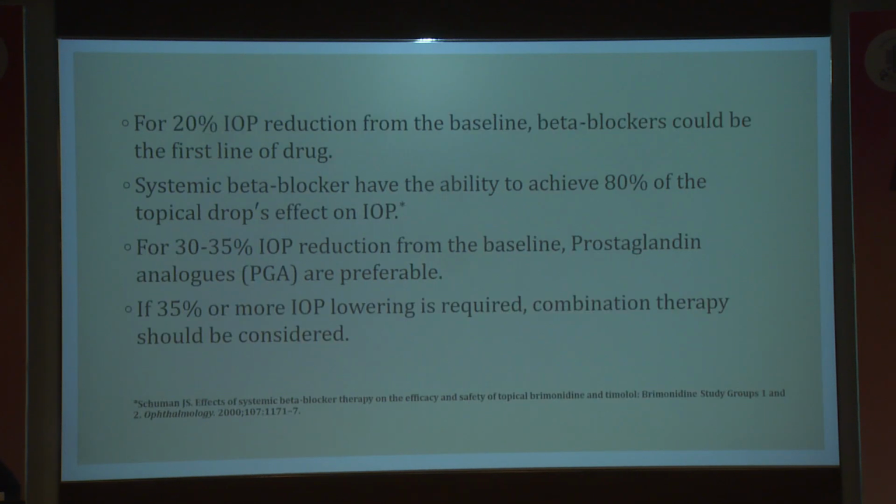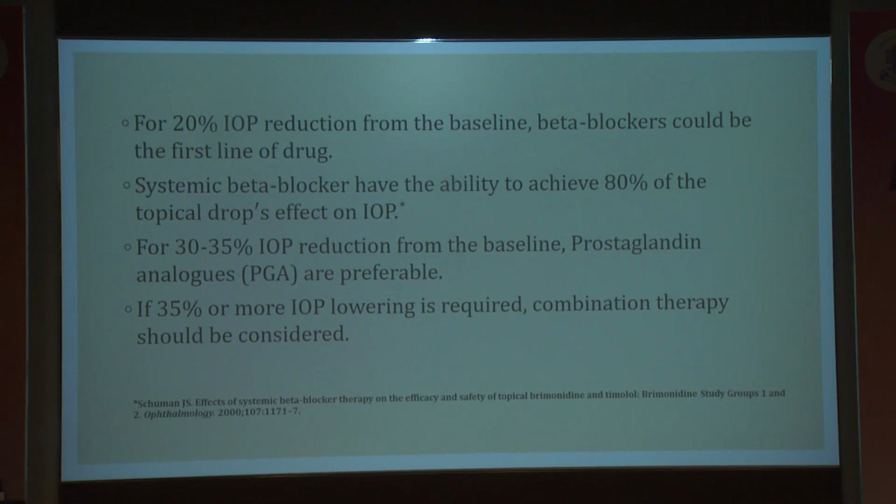So this is just a rule of thumb. If you need about a 20% IOP reduction from baseline, beta blockers are good choices because they are relatively cheap, provided the patient has no systemic side effects to preclude these. Another important history that we need to take is if the patient is on systemic beta blockers, because they have an ability to reduce the efficacy of a topical beta blocker by about 80%.